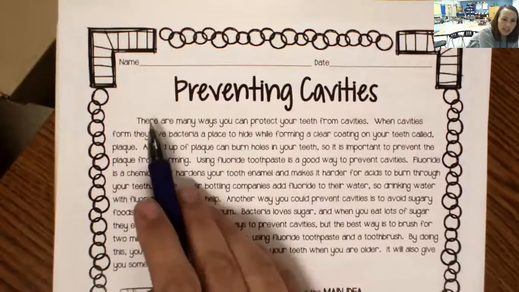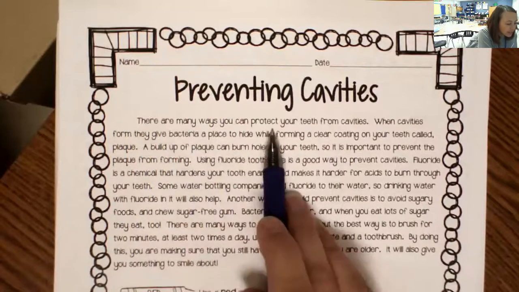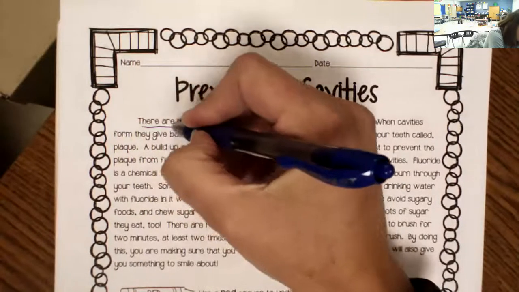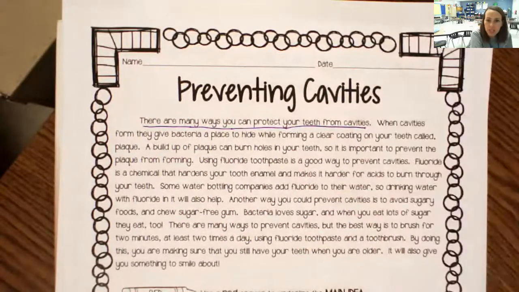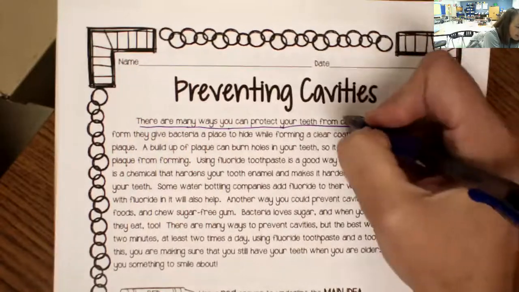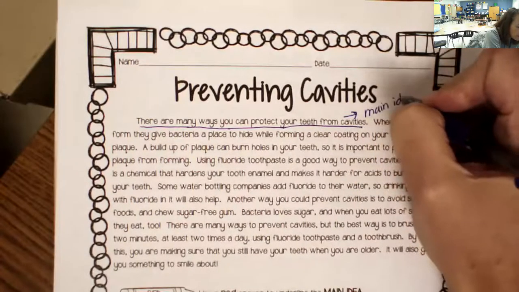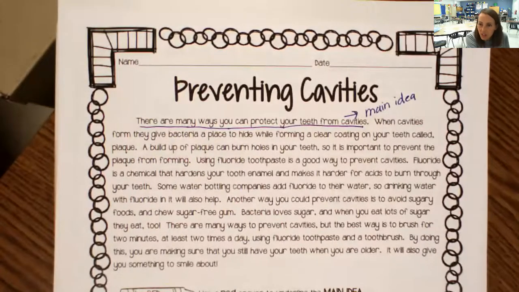And if we go back to that very first sentence, it says there are many ways you can protect your teeth from cavities. Isn't that what the whole text was about? Yeah, so that very first sentence is our main idea. There are many ways that you can protect your teeth from cavities. So that is our main idea. That is the most important thing that the author wants us to know, that there are lots of ways that you can protect your teeth from cavities.